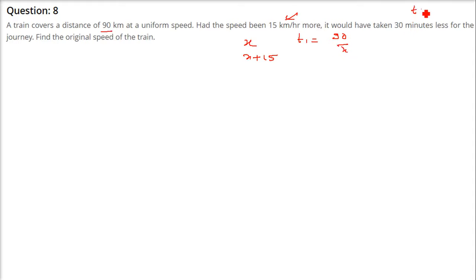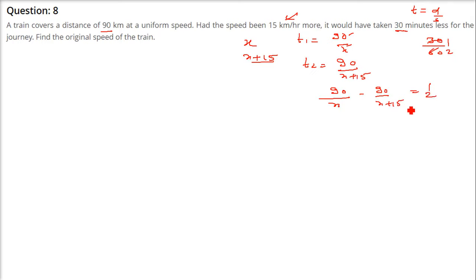Time is distance by speed. Time 2 will be distance, which remains the same, by speed x plus 15. Now what is the difference of the time? That is t1 minus t2, it will be 30 minutes. So 90 by x minus 90 by x plus 15, this is t1 minus t2, this will be 30 minutes. So 30 minutes divided by 60, it will be half an hour. So 1 by 2 is the time.